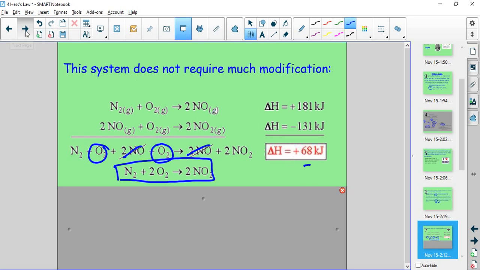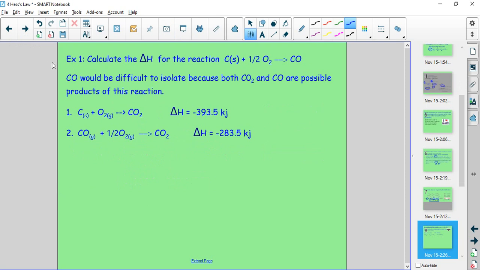Okay, to a real example. Example 1. It's important to do two things. Highlight, look at your end goal. This is the reaction you need. You need the enthalpy of this reaction. Here are the steps to get to that reaction.